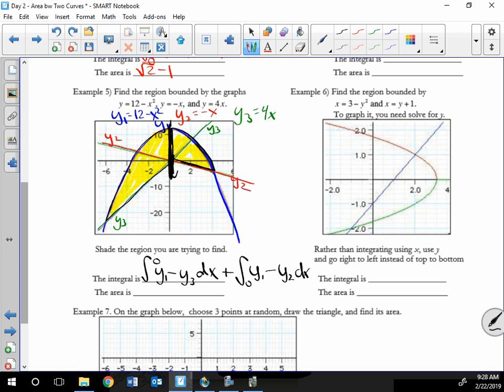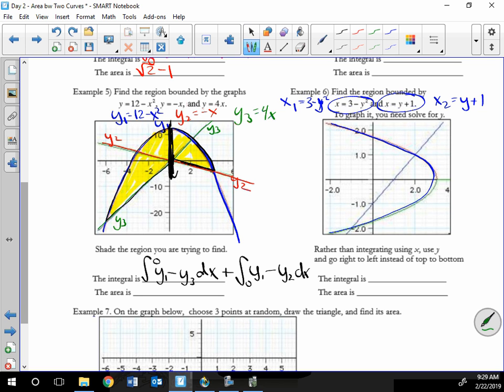Okay. I want to take a look at example 6 of how we set this up. Here it says find the region bounded by these graphs. Notice that our graphs are in terms of y now. It's solved x equals and x equals. So when we graph this, here's our 3 minus y squared. It's like a sideways parabola. So I'm going to go ahead and redefine this as x sub 1 equals 3 minus y squared. And I'm going to call this one x sub 2 equals y plus 1.